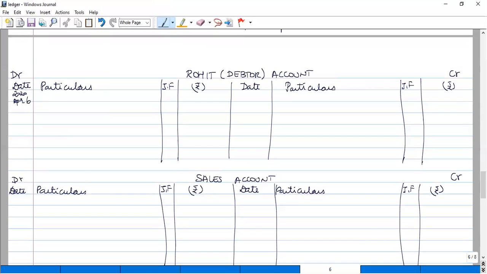Why? What is the reason? It is because we have made sales to Rohit. Okay, and how much is the amount of sales made? It is rupees 25,000. Now come to sales account.